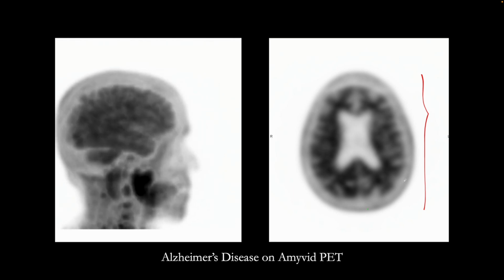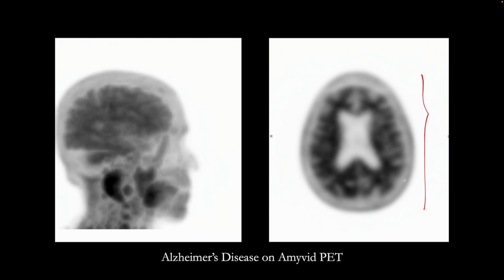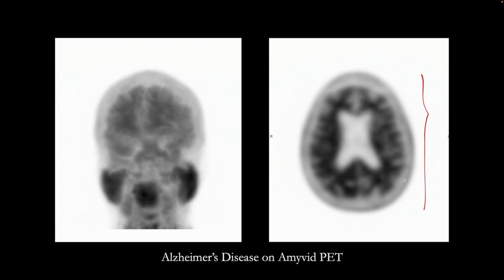Here's our next patient, and the study that has been performed here is Amyvid PET CT. I'm only showing you the PET images, where especially here on the axial image, the gray-white differentiation is lost. We see uptake in the gray matter and the white matter. So this patient has amyloid burden from Alzheimer's disease. On a normal or a negative scan, the gray-white differentiation is maintained, and there is uptake only in the white matter, not in the gray matter.